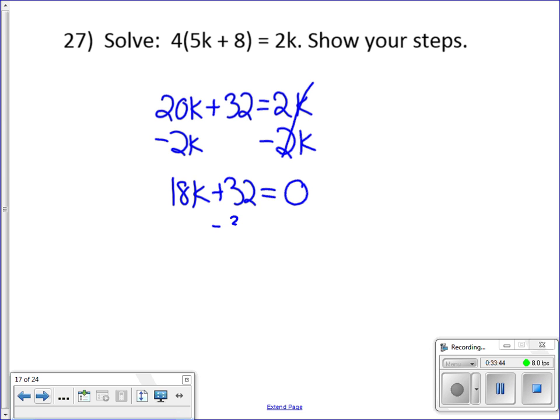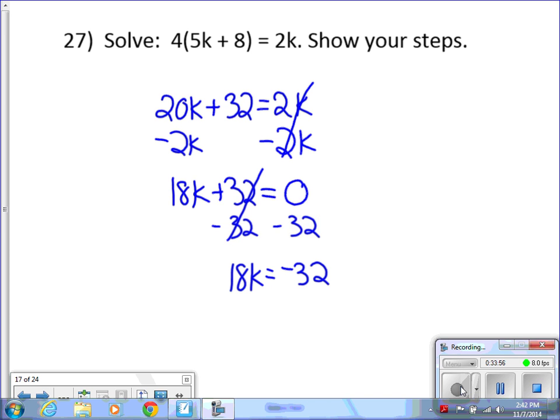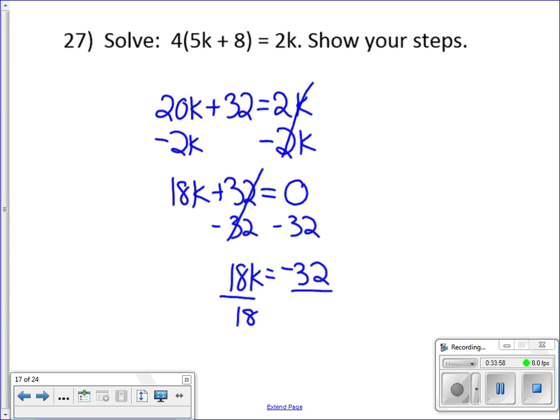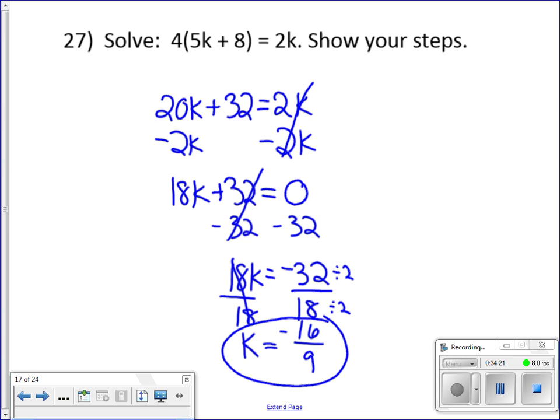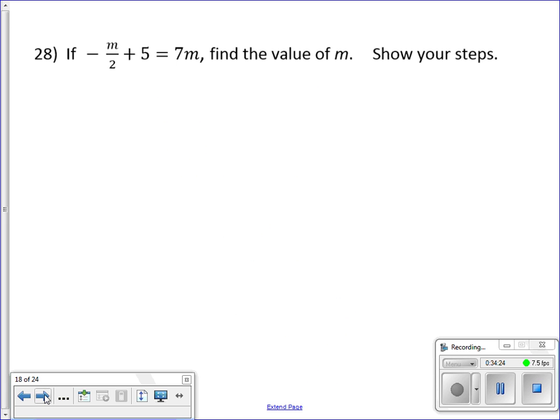Now I get to subtract the 32 from both sides. This cancels out, and I get 18k is equal to negative 32. I'm now going to divide both sides by 18, and I get k is equal to negative, and I can reduce this fraction here, but I'm going to leave it as an improper fraction, but I do need to reduce it in lowest terms. This is going to be 16 at the top because I can divide both of these by 2. So 16 over 9. So negative 16 over 9 is my answer right there for that. Again, you can leave it as an improper fraction.